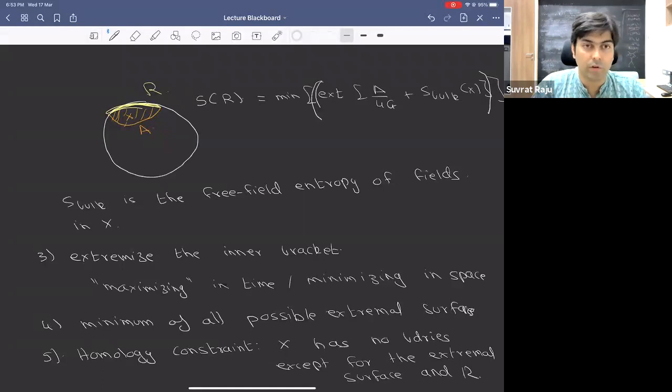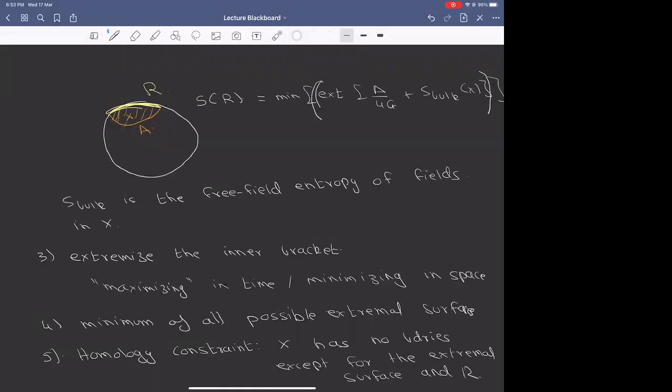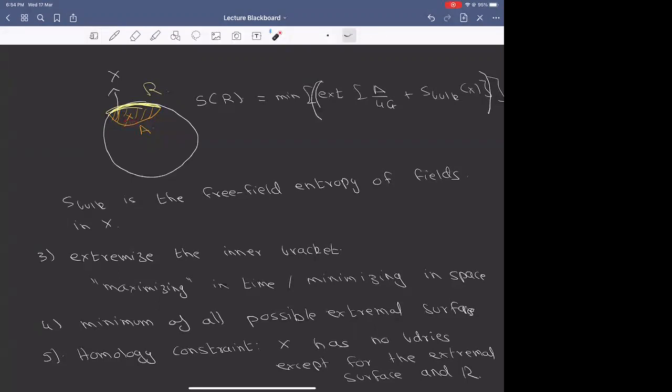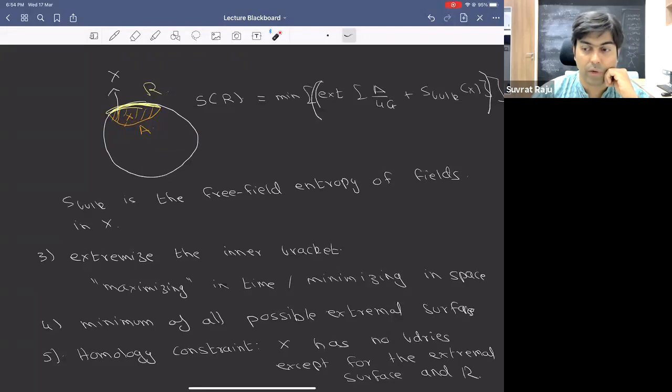Yeah, so this X is a choice of the particular slice, right? This X is this region which is shaded. I have written X here if you see, maybe it's not so clear. X is like the region between the slice and R.